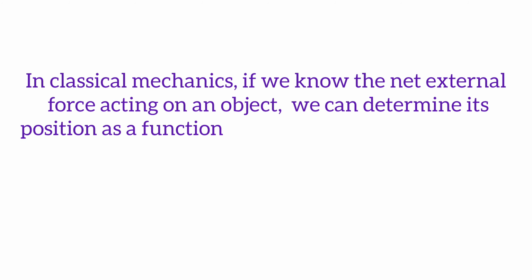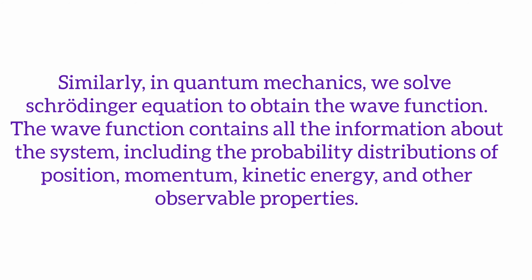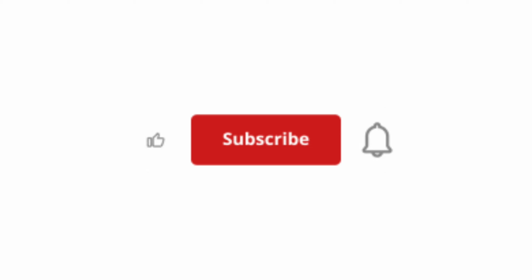In classical mechanics, if we know the net external force acting on an object, we can determine its position as a function of time using Newton's second law. Once we have the position, we can calculate velocity, momentum, kinetic energy and other properties. Similarly, in quantum mechanics, we solve the Schrödinger equation to obtain the wave function. The wave function contains all the information about the system, including the probability distribution of position, momentum, kinetic energy and other observable properties.